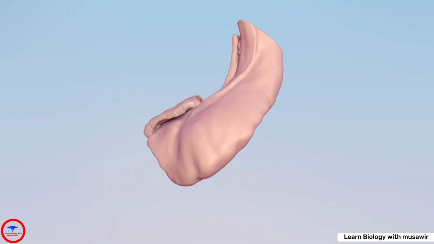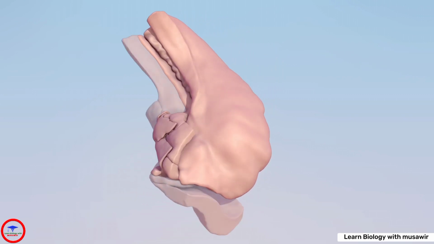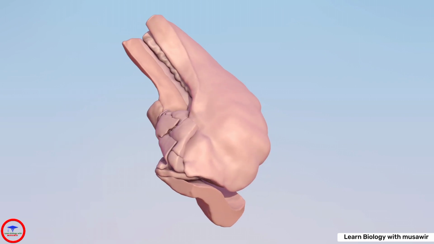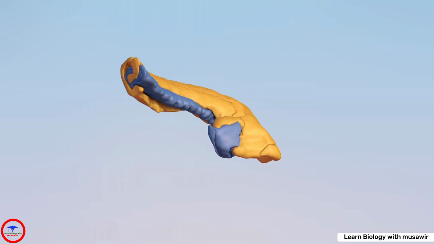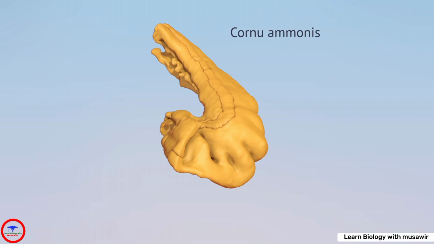From anterior to posterior, the hippocampus consists of the head, the body, and the tail. Adjacent to and interconnected with the hippocampus are the subiculum and the entorhinal cortex. The hippocampus can be divided into two main parts, the cornu-aminus and the dentate gyrus, which wrap around each other and contain interconnected layers of distinct cell types. The cornu-aminus contains 4 subfields of pyramidal neuron cell bodies: CA1, CA2, CA3, and CA4.